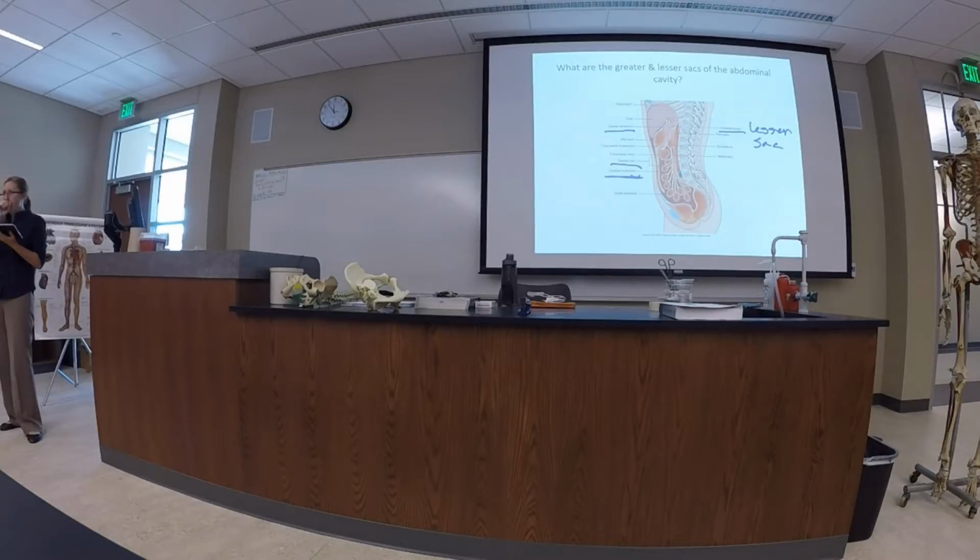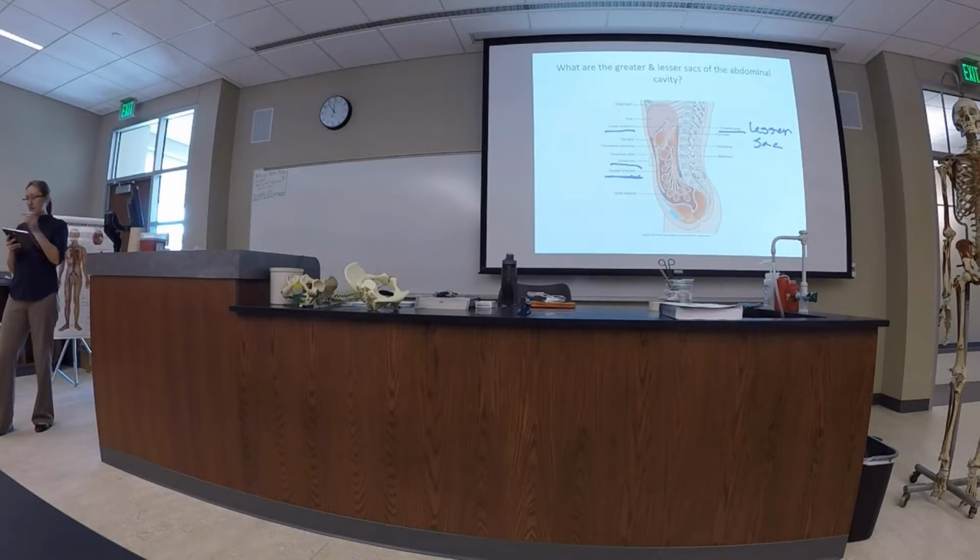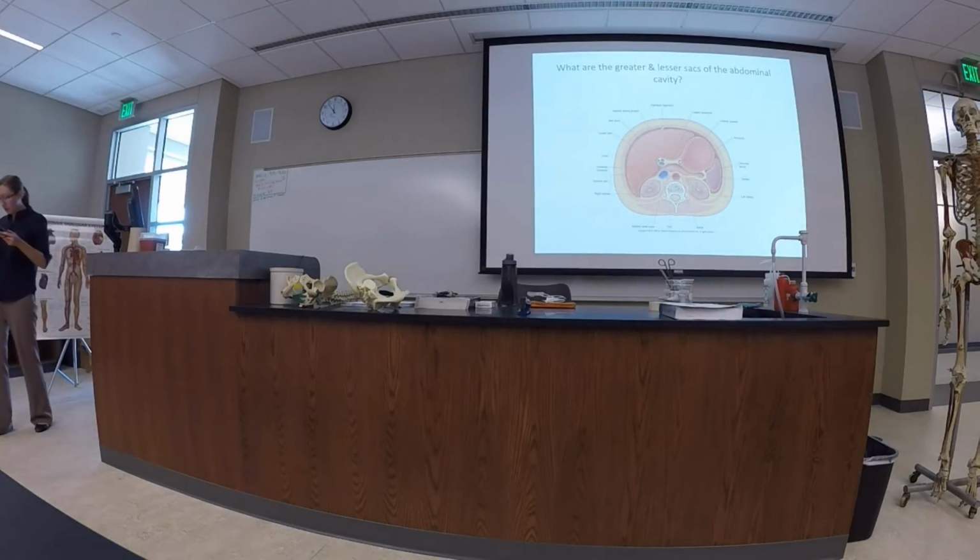The lesser omentum is just the dividing line between the lesser sac and greater sac. Correct. It's what partially and mostly separates them from each other. Okay. Good.